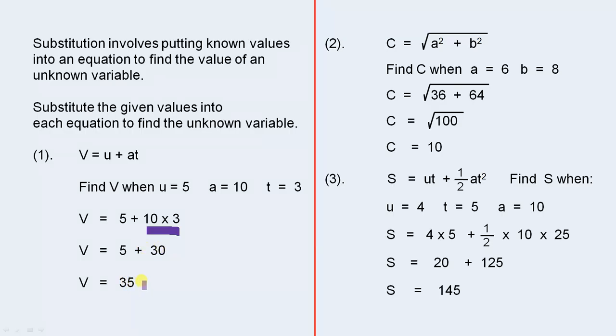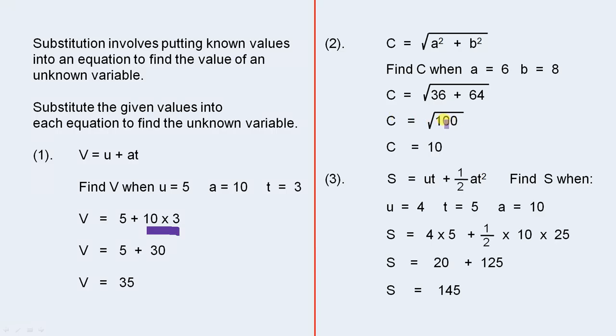So that's the answer. For number 2, c equals the square root of a squared plus b squared. Find c when a equals 6 and b equals 8. So we substitute directly those numbers into the equation. We get c equals the square root of 36 plus 64. When you add 36 and 64 together, you get 100. So c equals the square root of 100.